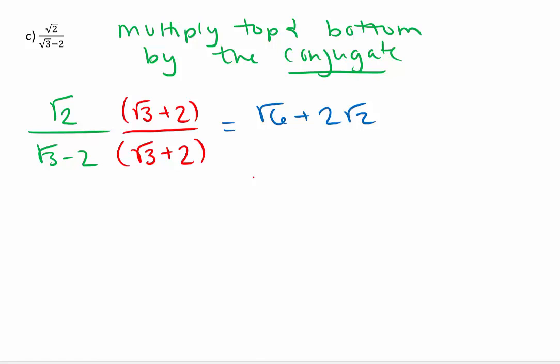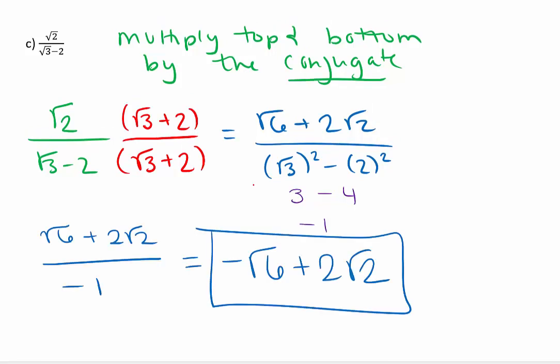Root 2 times root 3 is root 6. Root 2 times 2 is 2 root 2. I'm going to use my difference of squares formula in the denominator. Root 3 squared is 3. 2 squared is 4. 3 minus 4 is negative 1. And root 6 plus 2 root 2 divided by negative 1. Oops, I have a mistake in there. There we go. Root 6 plus 2 root 2 divided by negative 1 is negative root 6 minus 2 root 2.